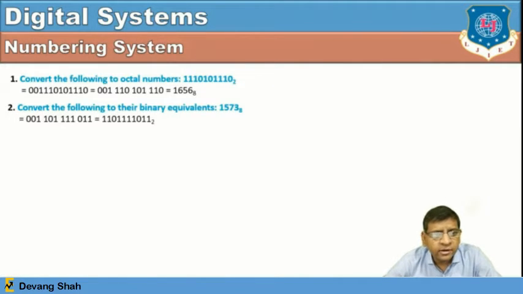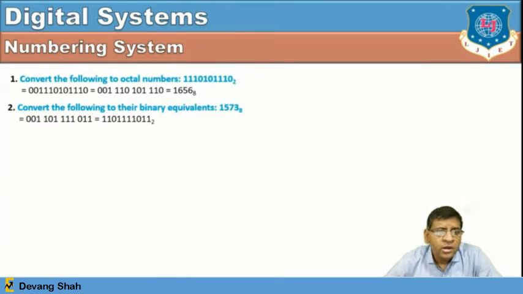So check this binary number. All those examples are for your practice. While you are watching this video, you also take a notebook and pen and start doing the conversion of all those numbers into a different numbering system. So our first example is to convert the following binary number into octal number, right?